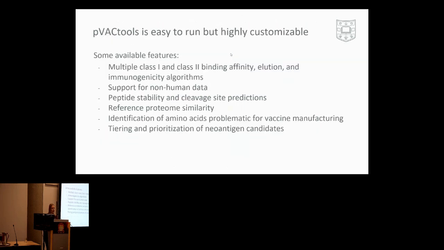pVACtools is easy to run on the command line. It only requires a few arguments, but it also offers a large set of optional arguments to customize your run. Some of its features are support for multiple class 1 and class 2 binding affinity, elution, and immunogenicity algorithms, support for non-human data, prediction of peptide stability and cleavage sites, and many more.